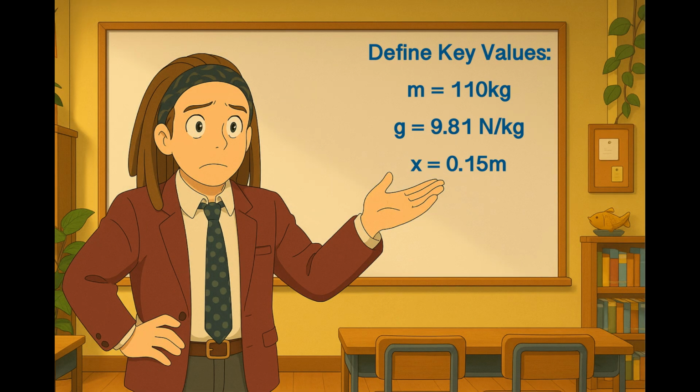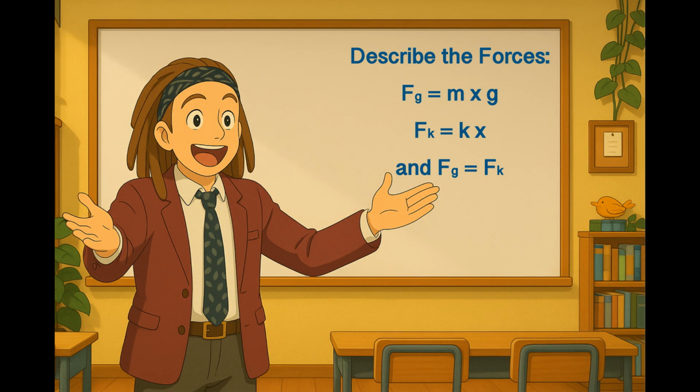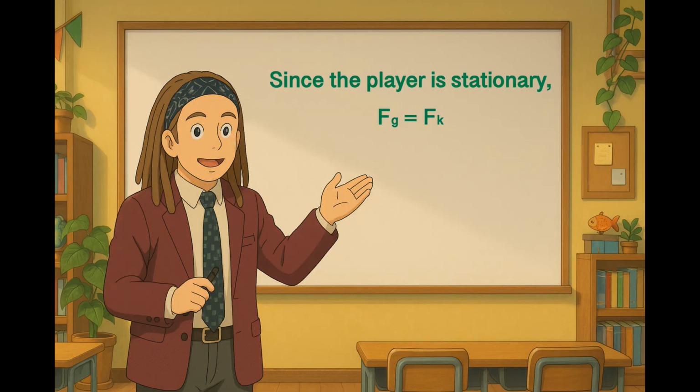The acceleration due to gravity, g, is a constant, approximately 9.81 meters per second squared. The force, F, acting on the rim is the player's weight. And finally, k is the force constant we want to find. It tells us how stiff the rim is, or how much force is needed to cause a certain amount of deflection. Since the player is hanging motionless, this means the system is in equilibrium.